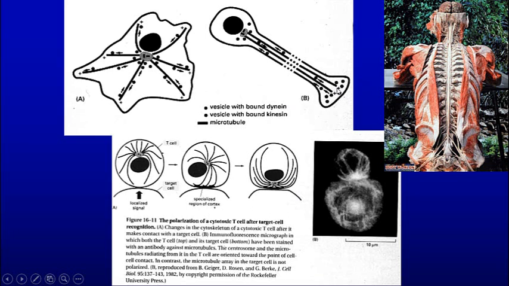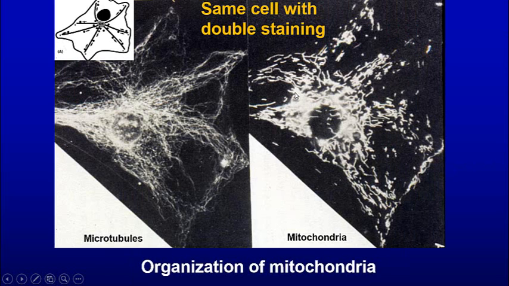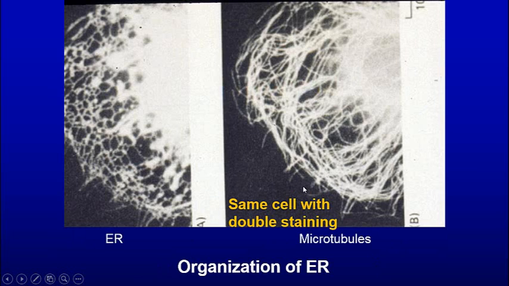So microtubules are associated with anterograde and retrograde transmission of nerve cells. And here we can see the same cell. This is a nucleus, and this one shows you the microtubules, where the microtubules are in high concentration in the cell, and where mitochondria are. And here we can see mitochondria. In other words, the microtubules help direct the location of the mitochondria.